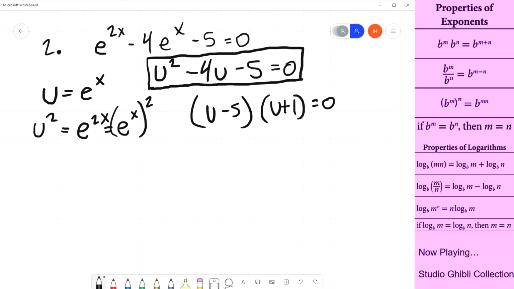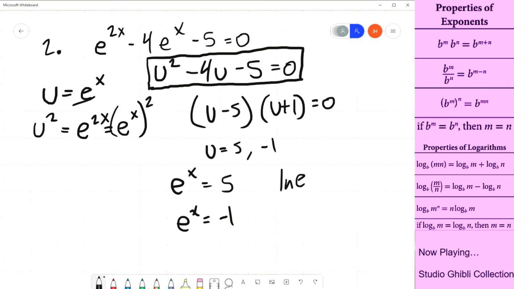Well, I can then solve those. u is 5 and negative 1. But what was u originally? It was e to the x. So e to the x equals 5 and e to the x equals negative 1. How do I solve for x here then? I just have to take the natural log of both sides. The natural log of e to the x equals the natural log of 5. The natural log of e to the x is equal to the natural log of negative 1.